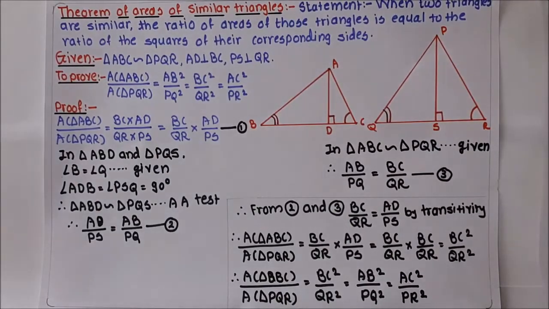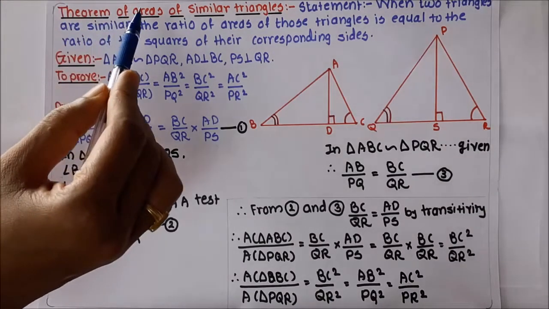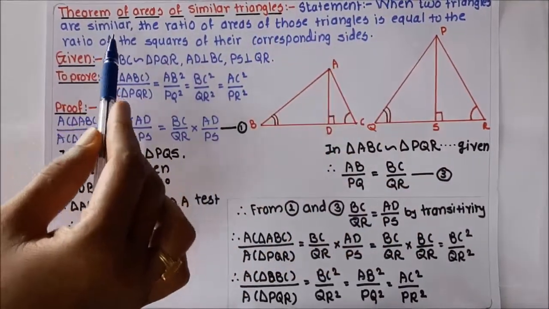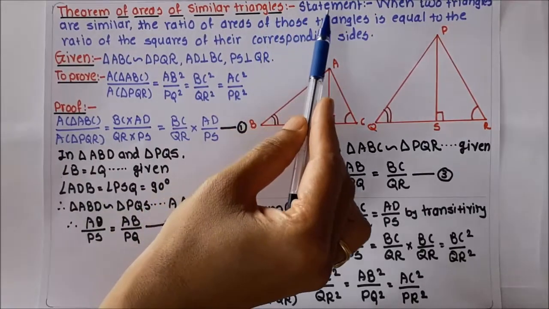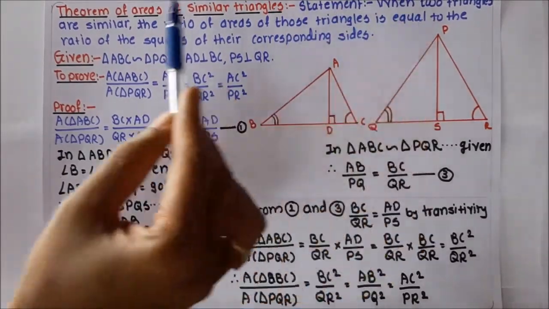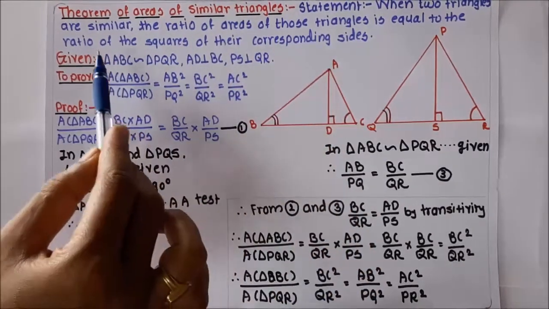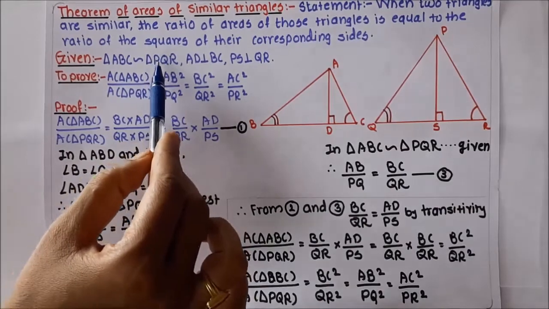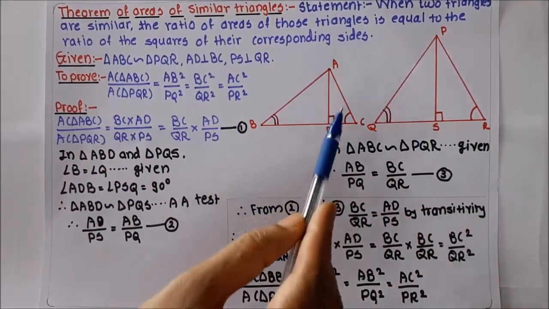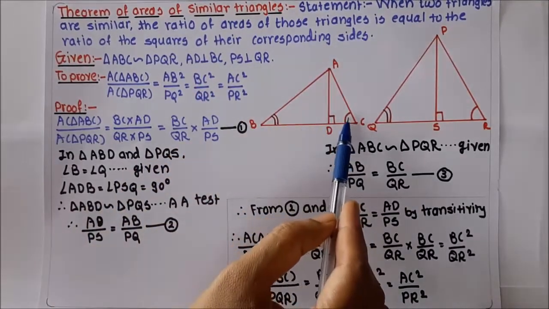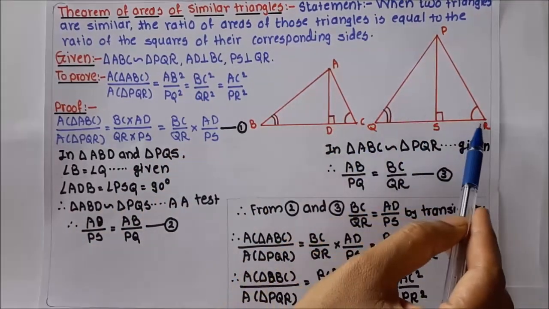Now students, we are going to see the last theorem of this first lesson on similarity, that is the theorem of areas of similar triangles. Statement: when two triangles are similar, the ratio of the areas of those triangles is equal to the ratio of the squares of their corresponding sides. Now given, triangle ABC is similar to triangle PQR. These two triangles are already given as similar. Then AD is perpendicular to BC and PS is perpendicular to QR.